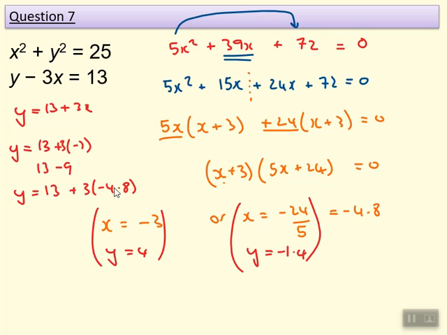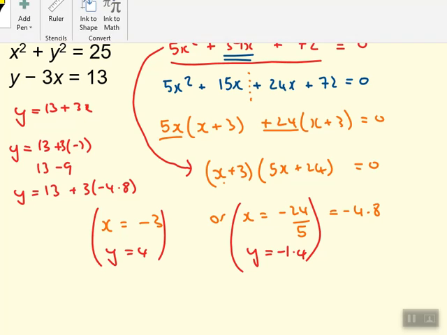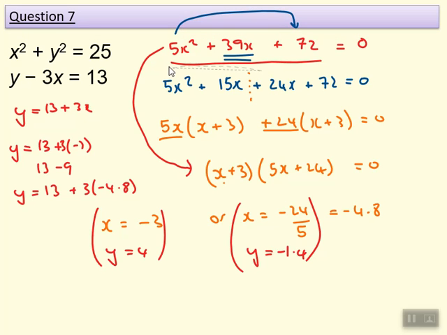Now, just going back a stage, it's difficult to get from that expression to this double bracket if you don't know your times tables too well. The numbers can be a bit tricky in order to do that. I'm just going to show you another method that you can factorize quadratics, and that method is just basically guessing, really.